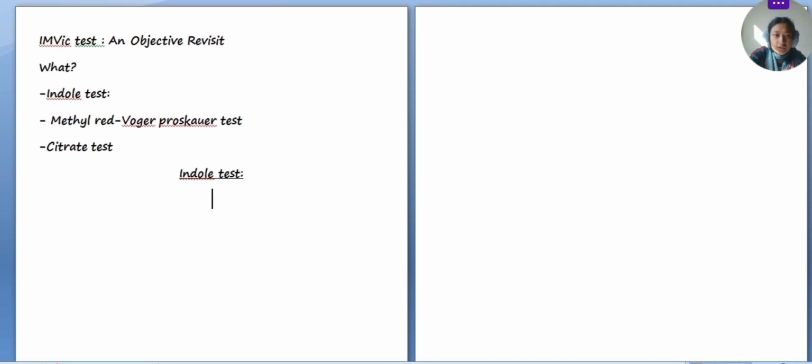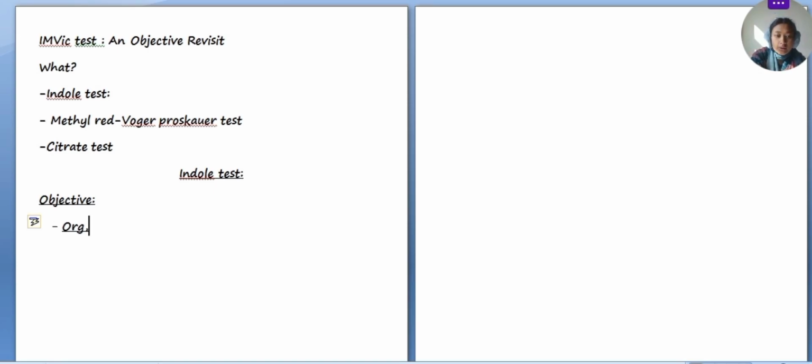Firstly, let's talk about the objectives of the indole test. The first objective would be to know if the organism produces tryptophanase or not, to know if the organism is motile or not, and to know if the organism degrades cysteine to form hydrogen sulfide or not.